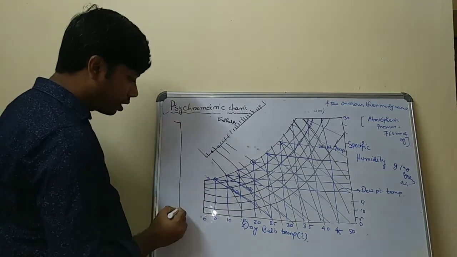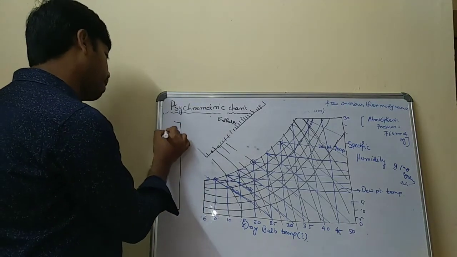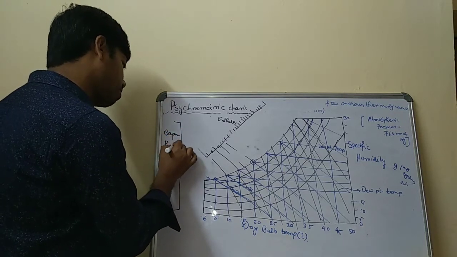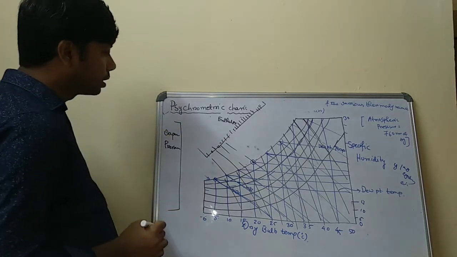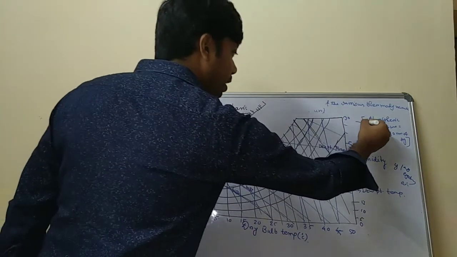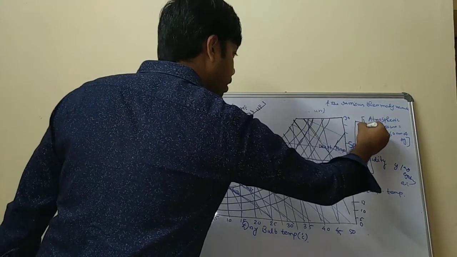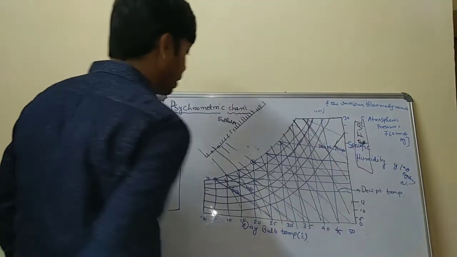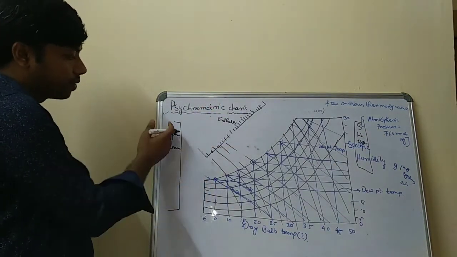Again, in this fashion, this is your vapor pressure line. This is your vapor pressure on the left side of the chart. And here you can see this is your sensible heat factor up there. Okay, so enthalpy and vapor pressure are in this way.